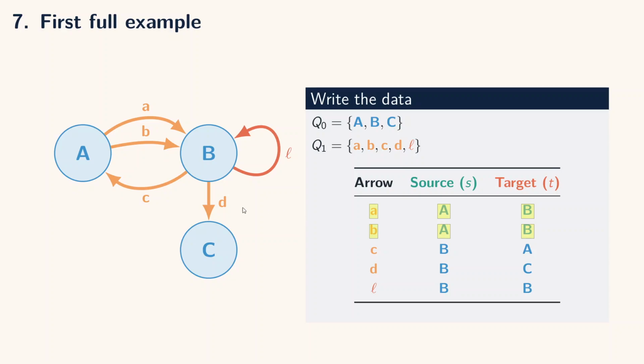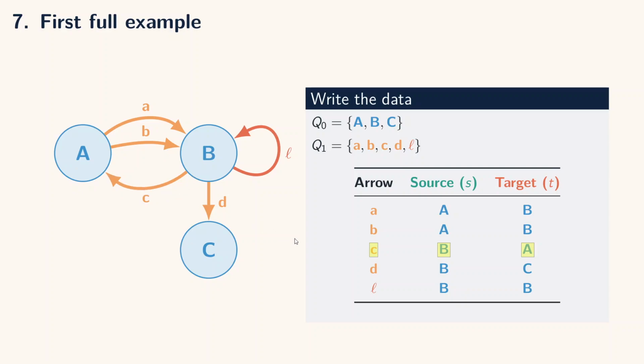Arrow C goes from B to A. Its source is B, and its target is A. Notice carefully. C travels in the opposite direction to A and B. Even though it involves the same 2 vertices, it goes the other way. Direction matters, and C is genuinely different from both A and B.